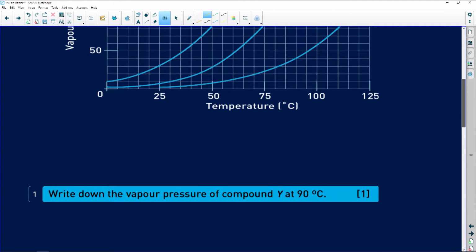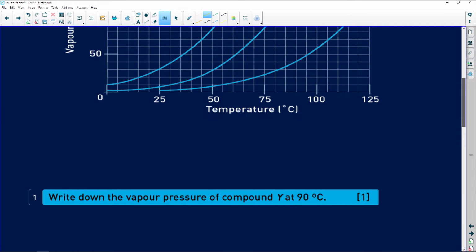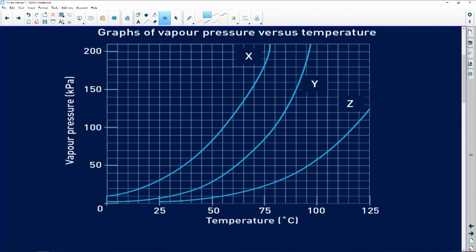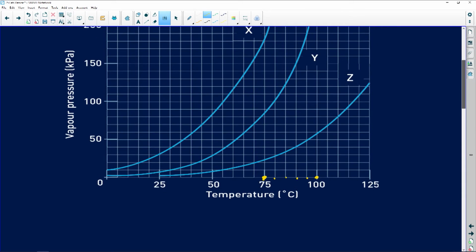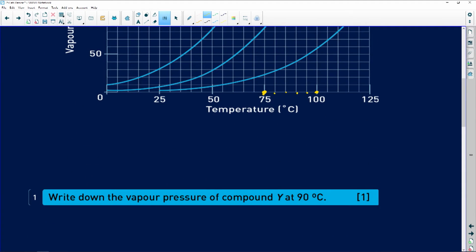It says write down the vapor pressure of compound Y at 90 degrees. So now you've got to go to the graph and read off the 90 degrees. You need to look at the increments really carefully. If this is 75 and this is 100, we're going from 75 to 100. So 75, 80, 85, 90, 95. It looks as though that will be a reasonable estimate. They wanted us to get the vapor pressure at 90 degrees.